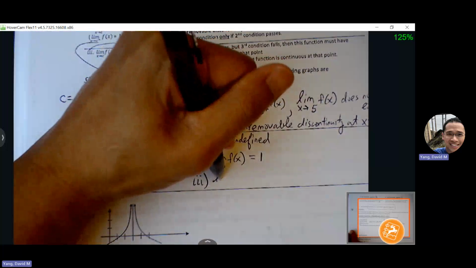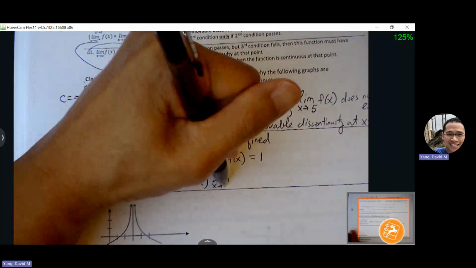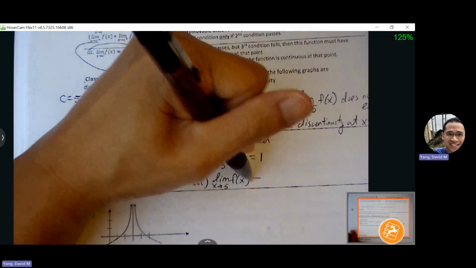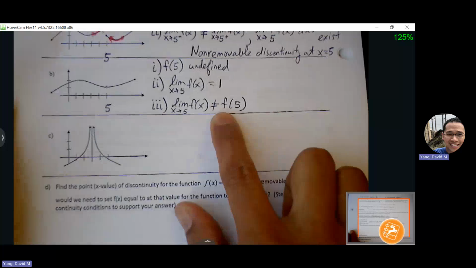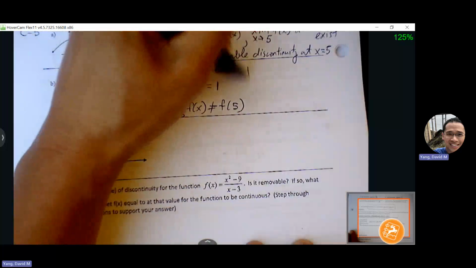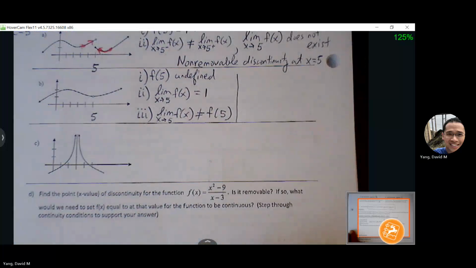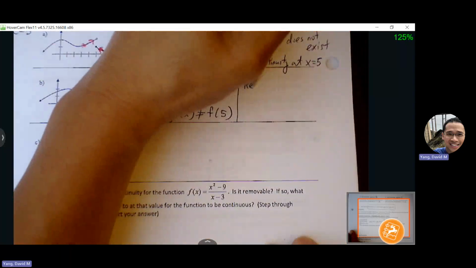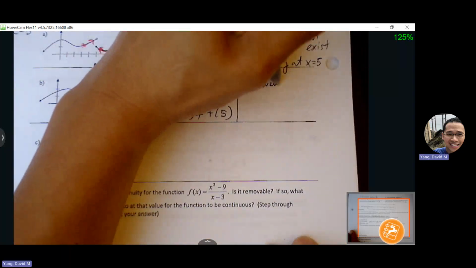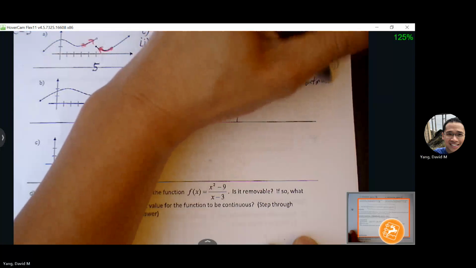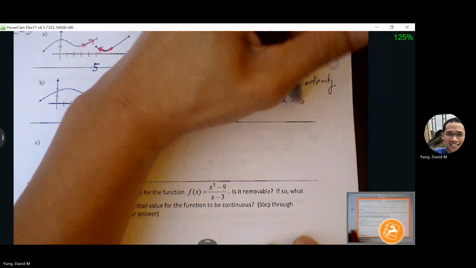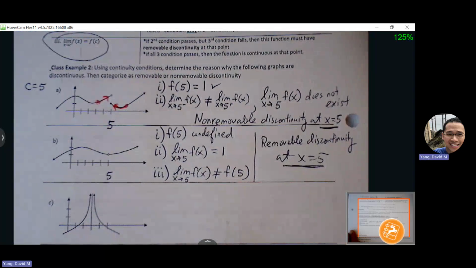Now we're going to say doesn't equal, right? Not equal. So we're going to say limit as x approaches 5 of f of x does not equal f of 5. Therefore, we know the third condition fails. And what type of discontinuity can we categorize this as? Removable. And always, we want to make sure we specify the x value. Make sure we specify the x value when we identify the discontinuity.